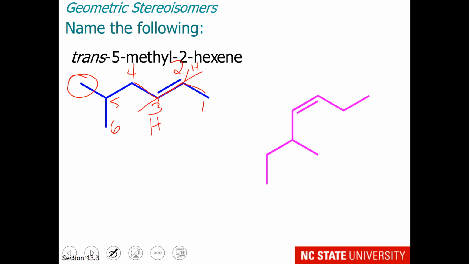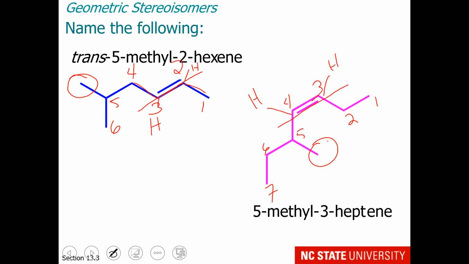Now let's try the one on the right. I see 7 carbons, so that is hept. It's got an -ene ending because it's got a double bond, and that double bond starts on the 3rd carbon. On the 5th carbon, we have a 1-carbon group, so that gives us 5-methyl. And finally, if we draw in the hydrogens, they are on the same side of the double bond, giving us cis-5-methyl-3-heptene.